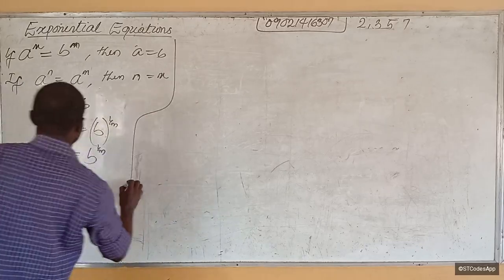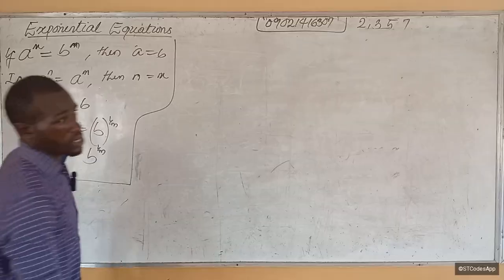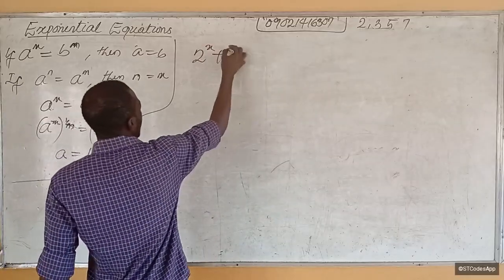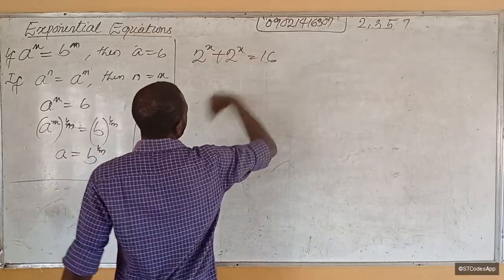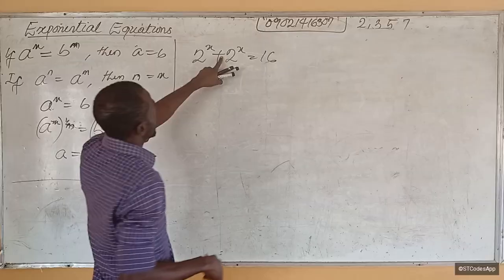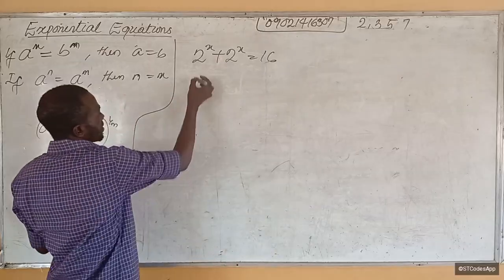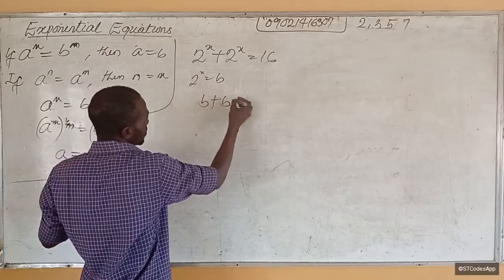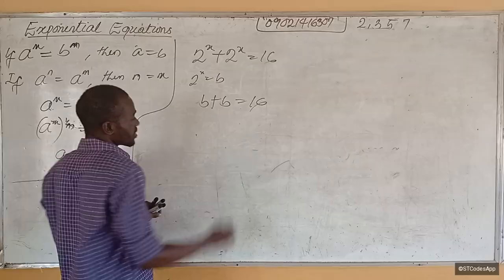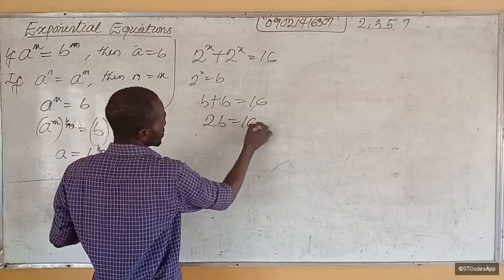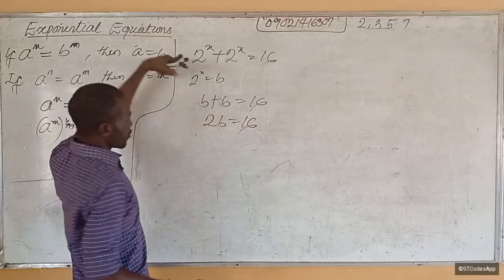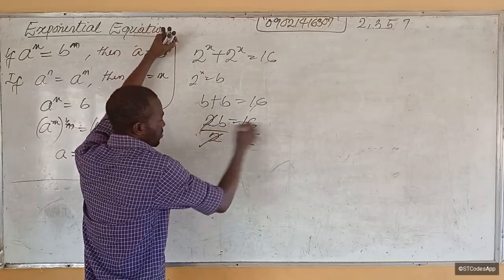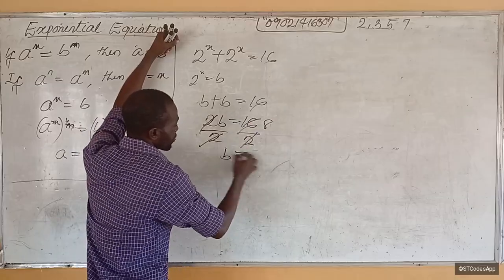Let's solve some questions in order to put this in good context. So for example, I have 2 raised by x plus 2 raised by x is equal to 16. If I call 2 raised by x, b, this is like saying b plus b is equal to 16. Does that make sense? So that 2b is equal to 16. Then I can divide both sides by 2, 16 over 2 is 8. So b is now equal to 8.